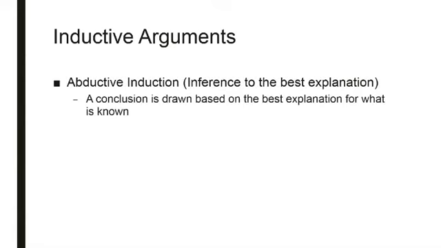Abductive induction. An abductive induction is what we call an inference to the best explanation. We're going to see this argument as well, too. The idea here is that we take an observation, we take something that we know, and we infer the best explanation for what we know. Okay?